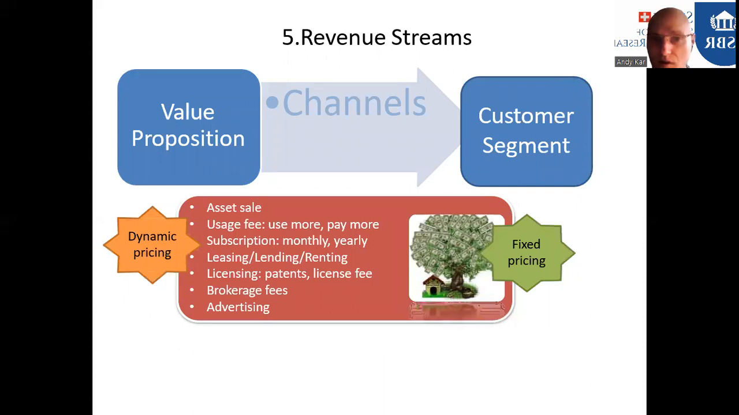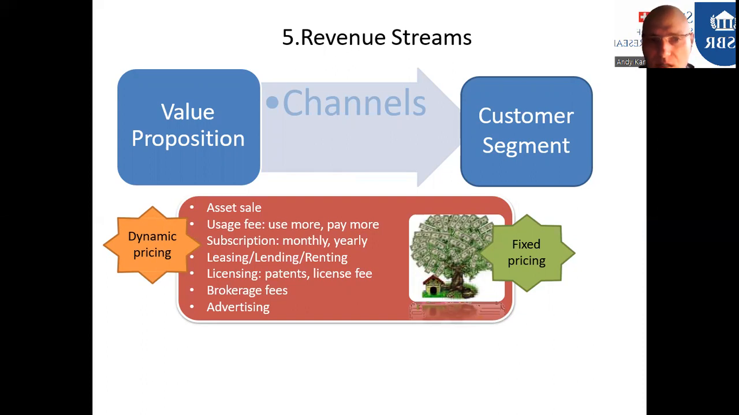Now, in terms of the revenue streams, we have our value proposition again, via some specific channels that we discussed. We are addressing it to our customer segment. We have the dynamic pricing, and we have also the fixed price. We have asset sale, usage fee, use more, pay more, subscription, monthly, yearly, leasing, lending, renting, licensing, patents, license fee, brokerage fee, advertising. Fixed price is a price like, for example, salaries are a fixed price. Okay, so it's prices that do not change over time, while it's a price set for a good or a service that is not subject to bargaining anyway. Okay, this is why salary is a very good example.